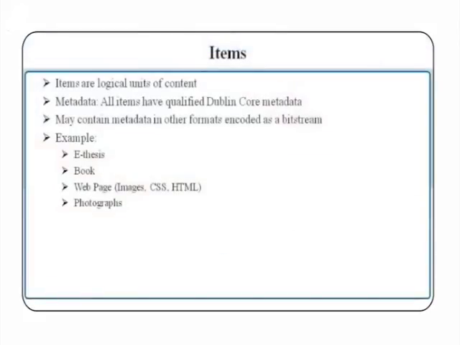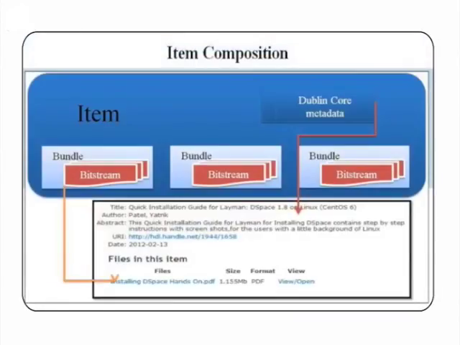Items are logical units of content which consist of Dublin Core based metadata as well as other metadata which has been encoded as bitstream. The item can be an electronic thesis, an ebook, photographs, or a complete web page which can include images and style sheets associated with the HTML page. Each item can contain one or multiple files along with metadata. In short, an item is composed of Dublin Core metadata and bundles of bit streams as shown in the example.